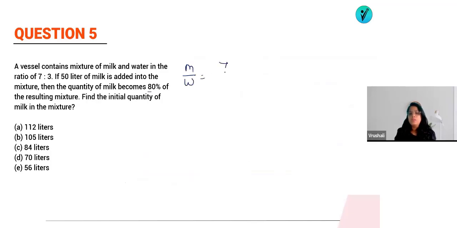Milk by water, it is 7x and this is 3x. They are saying that 50 liters of milk is added. So I'm adding 50 liters of milk. So in the resultant mixture, the quantity of milk is 80%. If milk is 80%, what will be the quantity of water? It will be 20%. So this ratio will be 4 by 1.